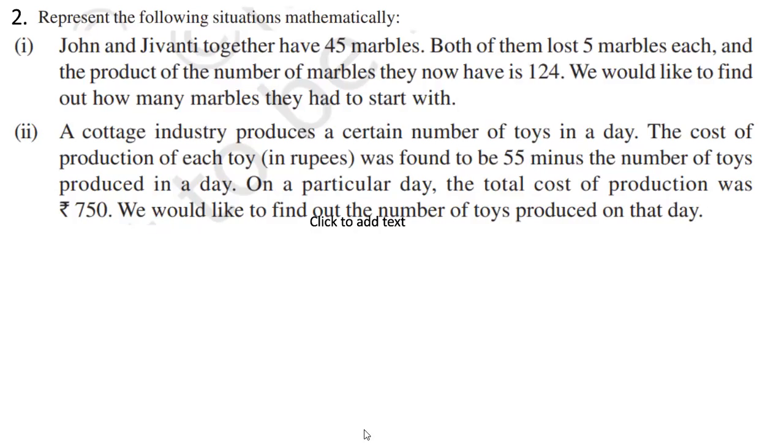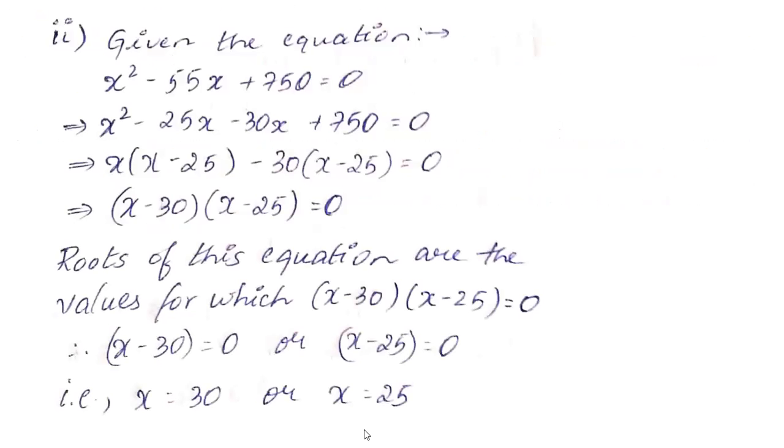The cottage industry produces a certain number of ties in a day. The cost of production of each tie in rupees would be 55 minus the number of ties produced in the day. On the particular day, the total cost of production was 750. We would like to find out the number of ties produced on that day. So again, the steps involved are: the equation which is given, and this step is nothing but splitting of the middle term.